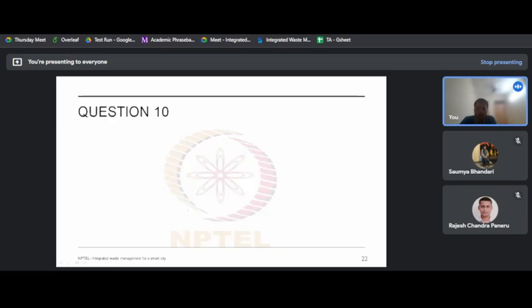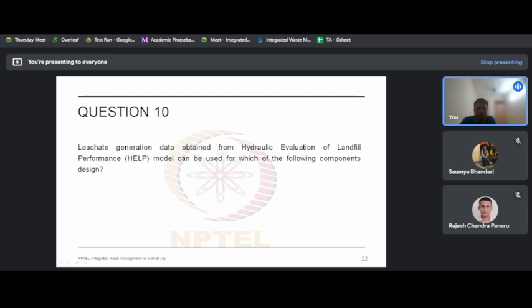Moving on to question number 10. Leachate generation data from the HELP model can be used for the following component design: pump design, slope of the liner, leachate storage tank, geonet and geotextile design. This is a multiple-correct question.